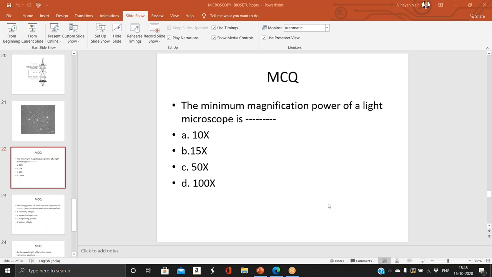From where did you get this answer? Where did you get this answer, 50x? Now you got the correct answer. Yes, 50x is the correct answer.